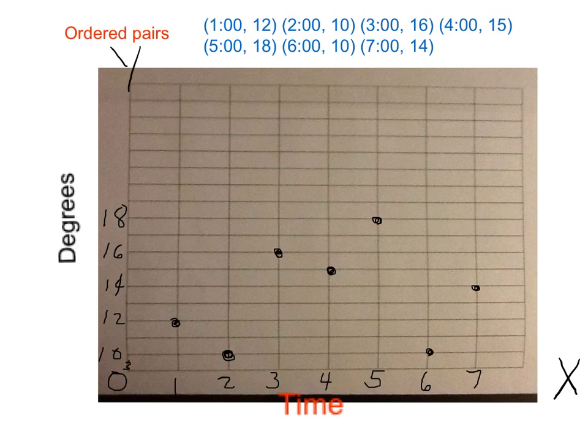Now I want to connect these dots in the order that I recorded them. So I went from 1 to 2, 2 to 3, 3 to 4, 4 to 5, 5 to 6, and 6 to 7. So we can look at this graph and it's very easy for us to see where the temperature went up and where the temperature went down over this period of time.